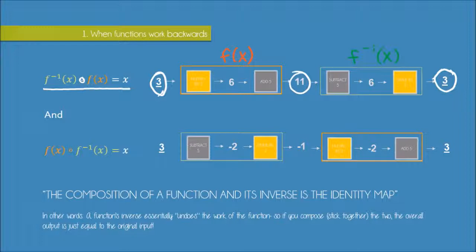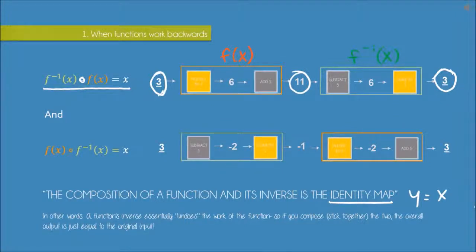So that means then when we combine a function and its inverse like that in a composition, the overall output is just equal to the input. And there's a special name for that kind of function where the output equals the input. It is called the identity map. So we can say then that the composition of a function and its inverse is the identity map. The identity map is also just written as y equals x, basically output equals input.